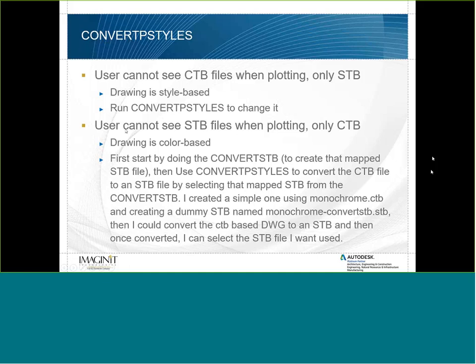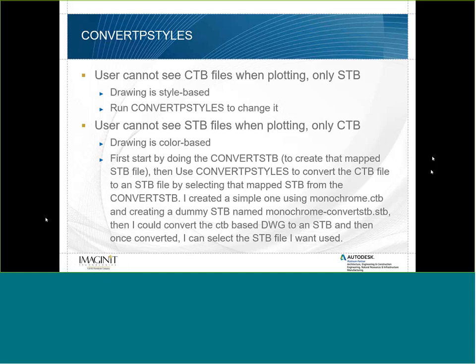If you guys use CTB files when plotting, and only CTBs are coming up in that plot dialog box, then the drawing is color-based. You first start by typing in CONVERTCTB to create a mapped STB file, then CONVERTPSTYLES to convert the drawing to an STB by selecting that mapped STB that you created from CONVERTCTB. What I generally do in this case is I create a simple one using the monochrome CTB. I create a dummy STB named monochrome-convert STB, and then I can convert the CTB file.